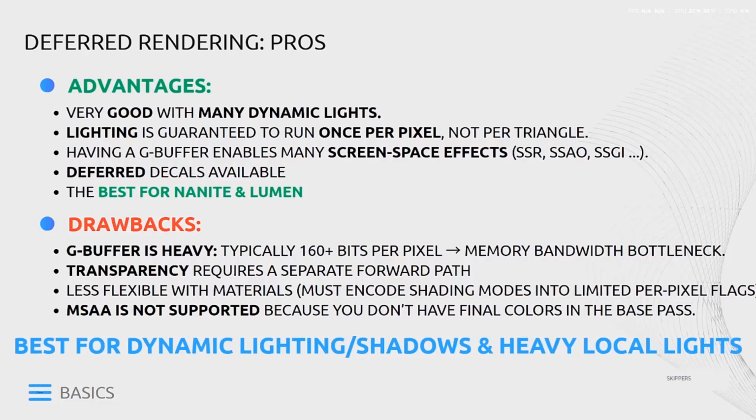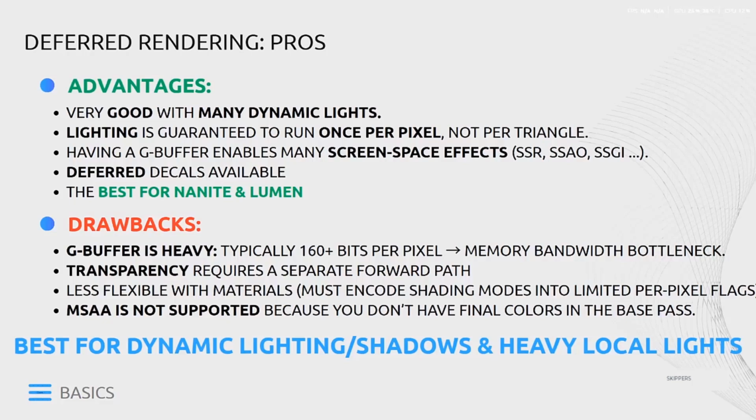Transparency is more difficult to handle in deferred rendering. It must be handled with a forward pass. Shading models are harder to support in deferred rendering. The G-buffer has limited space per pixel, so storing many shading models is not easy. And of course, MSAA is not supported in deferred rendering.